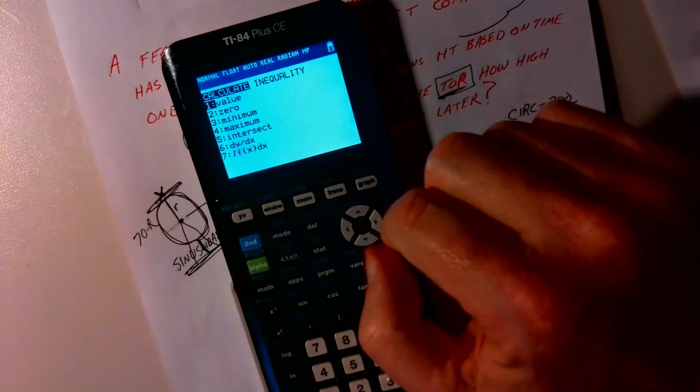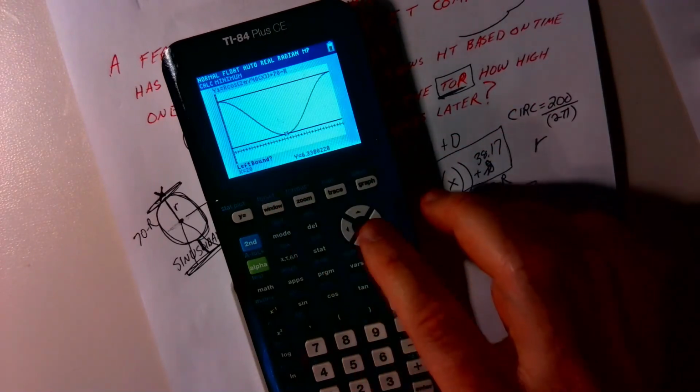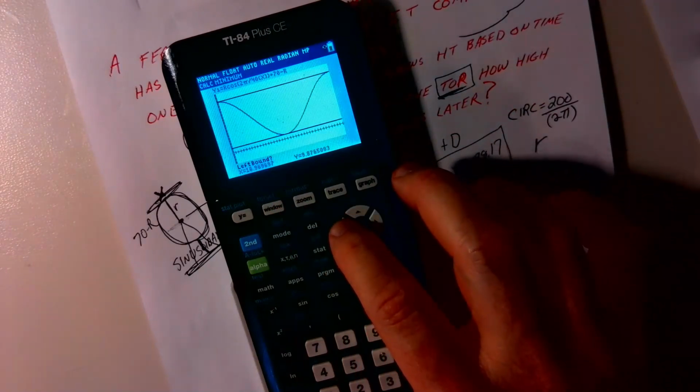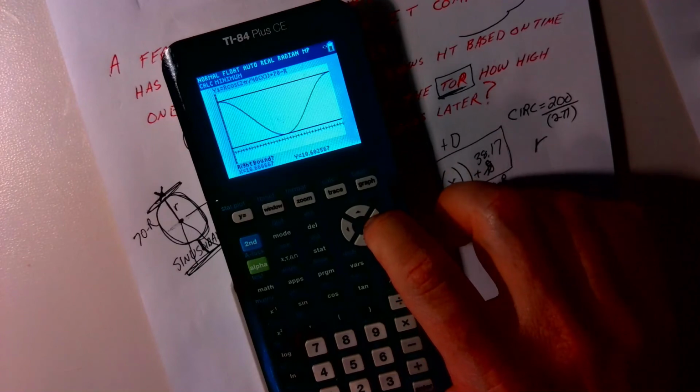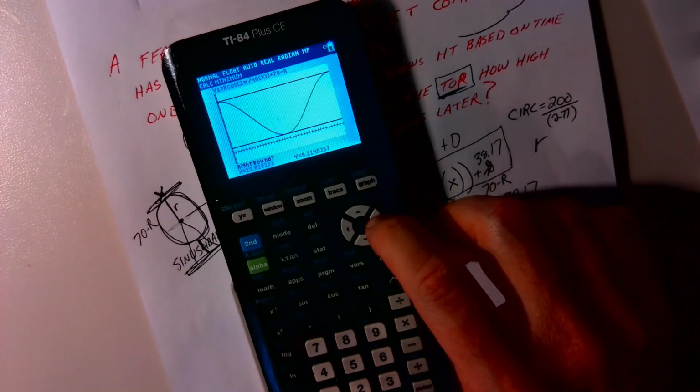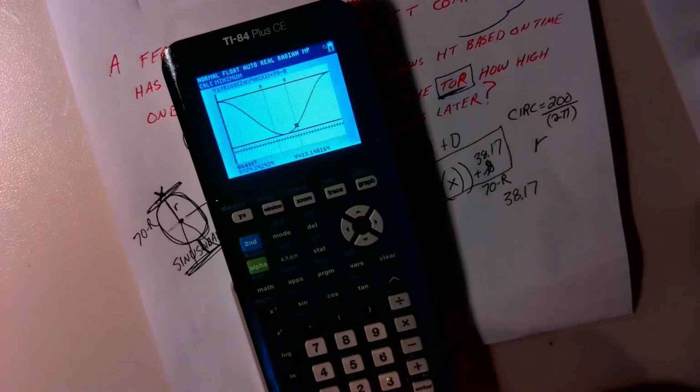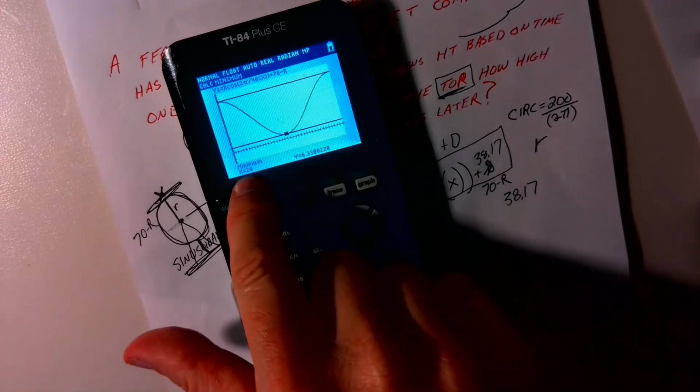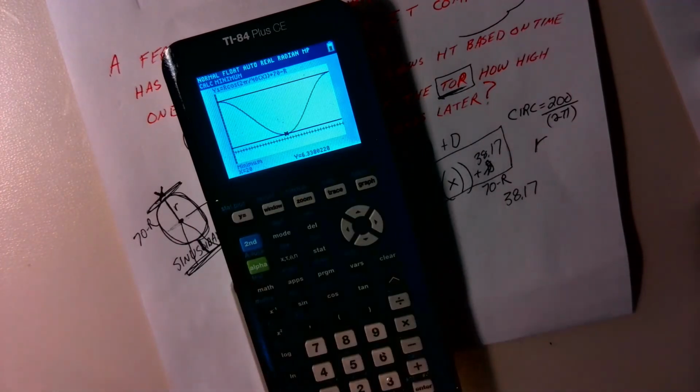So second trace, I'm gonna do a minimum, and you're like, why do you need to do a minimum? Well, let's see if this makes sense. Enter, and guess 20 seconds. Well, if it takes 40 seconds to go all the way around, it should hit the bottom point at 20 seconds.